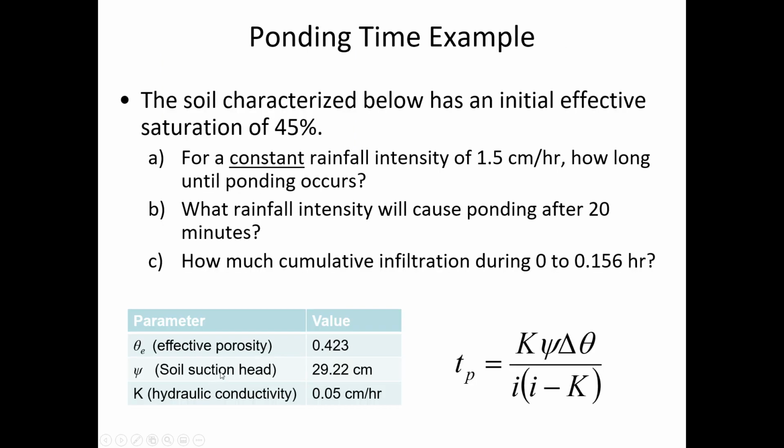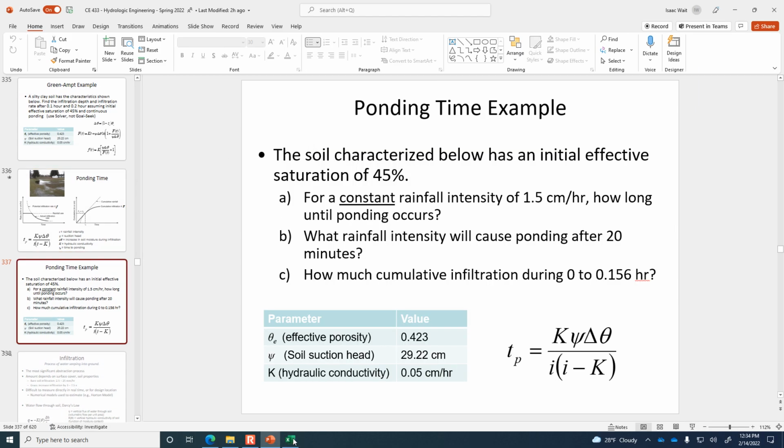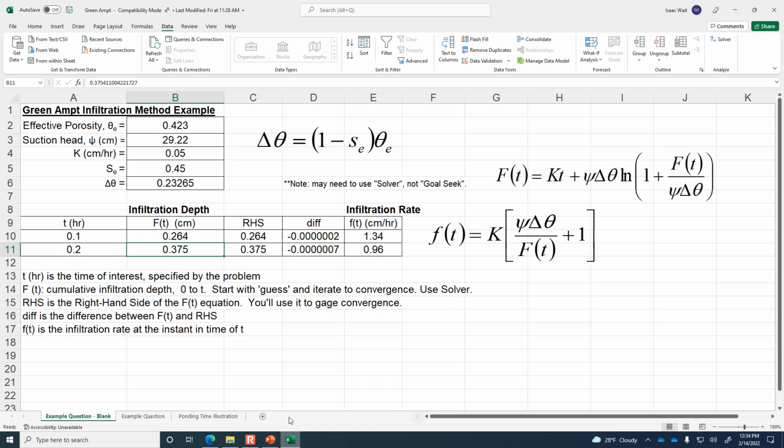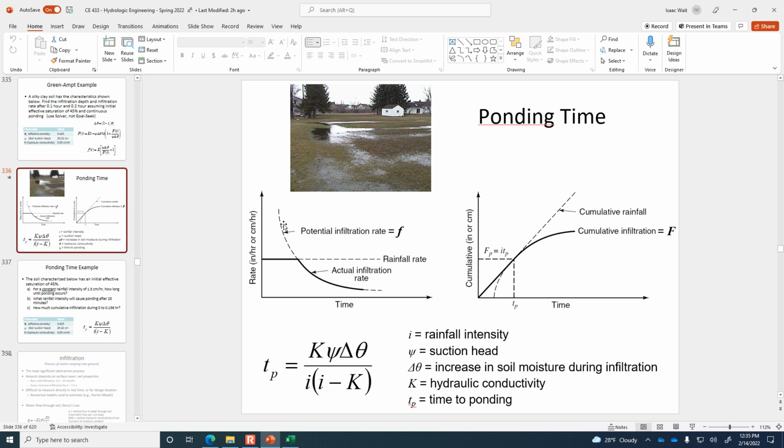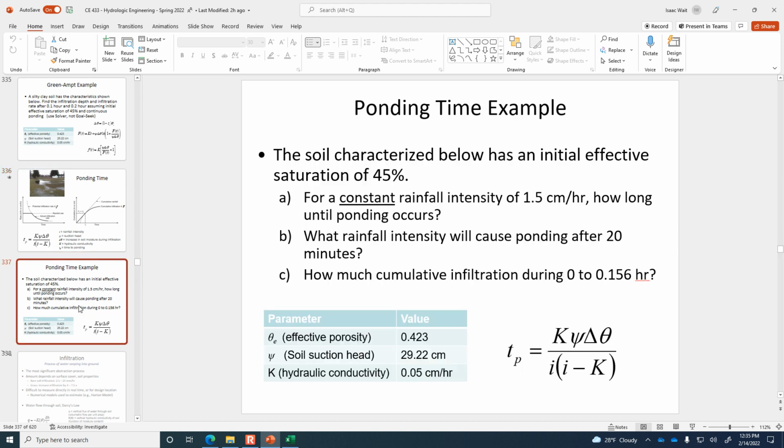So let's look at this next part of the example. We have the same 45% initial effective saturation. So that was the same as before. And let's say that we had a storm of 1.5 centimeters per hour. So how long is it going to take until the ponding occurs? Because the initial rate of infiltration may be higher than that. These are the same values as we had in the previous example.